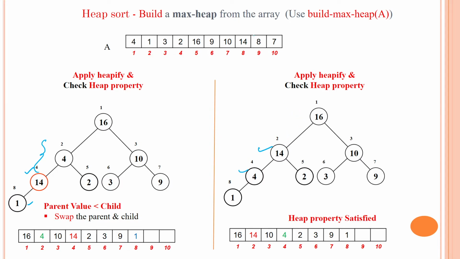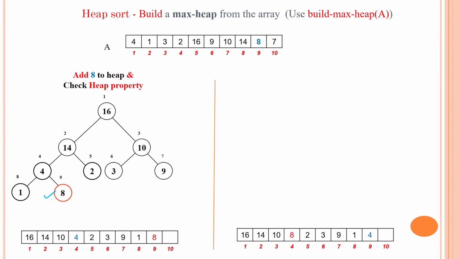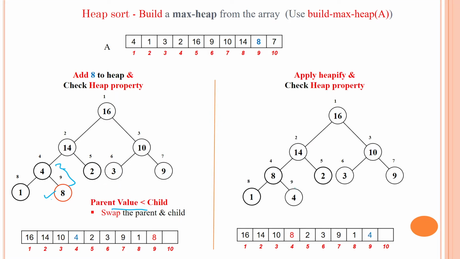Once heap property is satisfied, then we will add the 8. So here a right child is missing, so we are going to add 8 as a right child to the 4. It is added. Now we are checking the heap property. It is not satisfied, so we have to swap the 8 and 4. So 8 and 4 is swapped. Now we are checking the heap property, it is now satisfied.